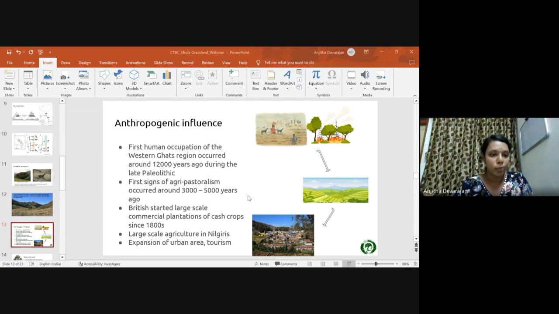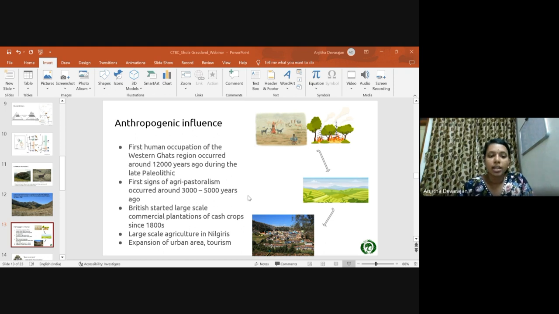The first human occupations in the Western Ghats started around 12,000 years ago during the Paleolithic period. And later, around 3,000 to 5,000 years ago, they started agri-pastoralism. Then they started grazing, and also, like we were discussing, slash and burn agriculture. And there were some minor anthropogenic activities going on. So it was comparatively a minor effect on this ecosystem.